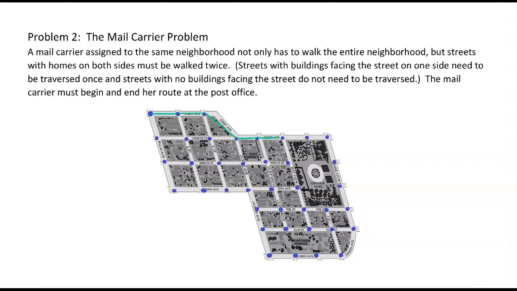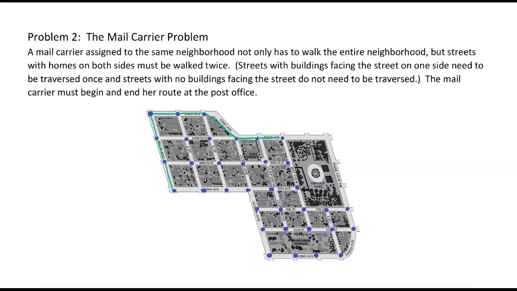Once we get to the park, there aren't any houses on either side of the street, so we don't need to draw any edges around the park. We actually don't even need those vertices, so let's get rid of them. Let's now go down Palm Avenue on the far left side. Again, there's houses on only one side of the street, so we only need one edge connecting these vertices.